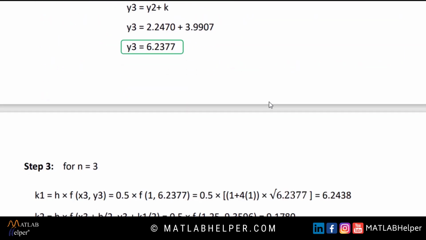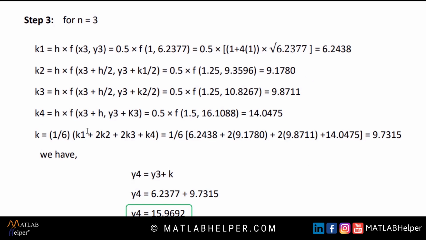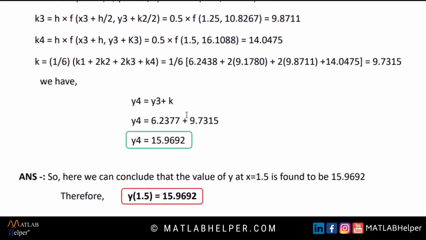Moving to the next iteration, that is the third iteration, put the values of x3 and y3 in the formulas. Calculate k1 to k4. Again using the same procedure, calculate the value of k, which you will get as 9.7315. Using the formula y4 = y3 + k, the y4 value you will get as 15.9692. At last, the value of y at x = 1.5 is found to be 15.9692.